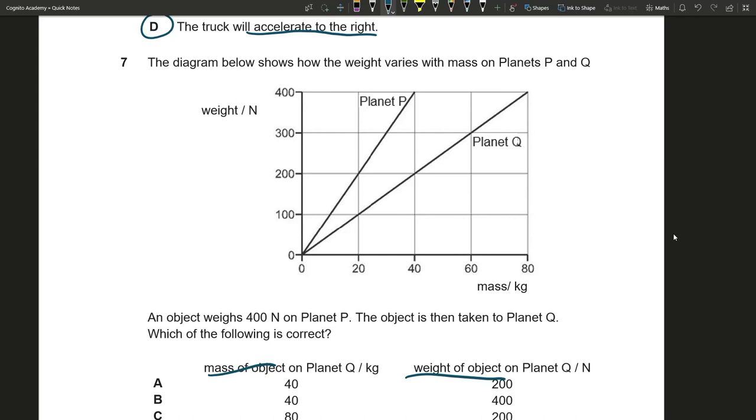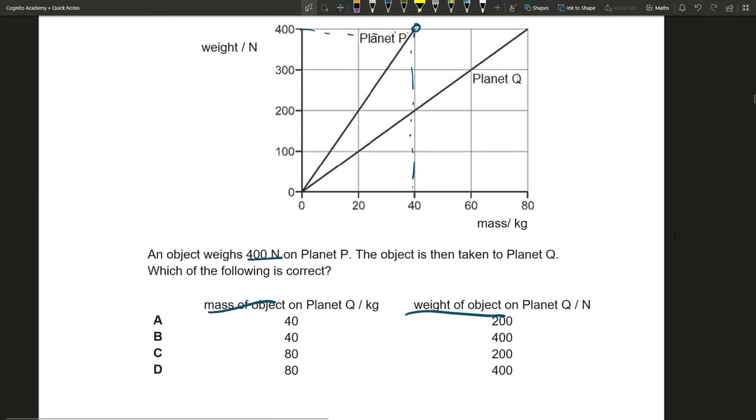And here, what we want to do is find that because the object weighs 400 newtons on planet P, we actually know the mass of the object. And note that the mass of the object doesn't change, it's independent of the gravitational force or which planet it is on. So the mass will always be 40. So it is one of these two options.